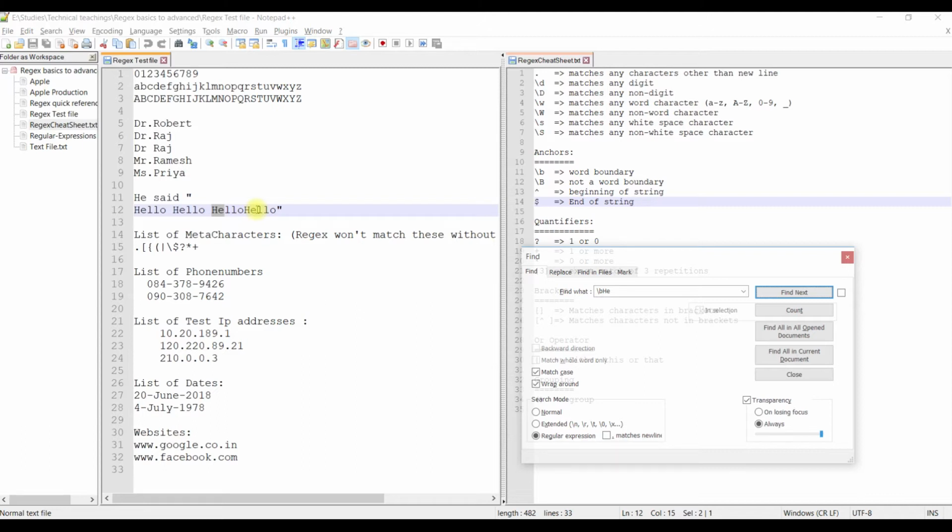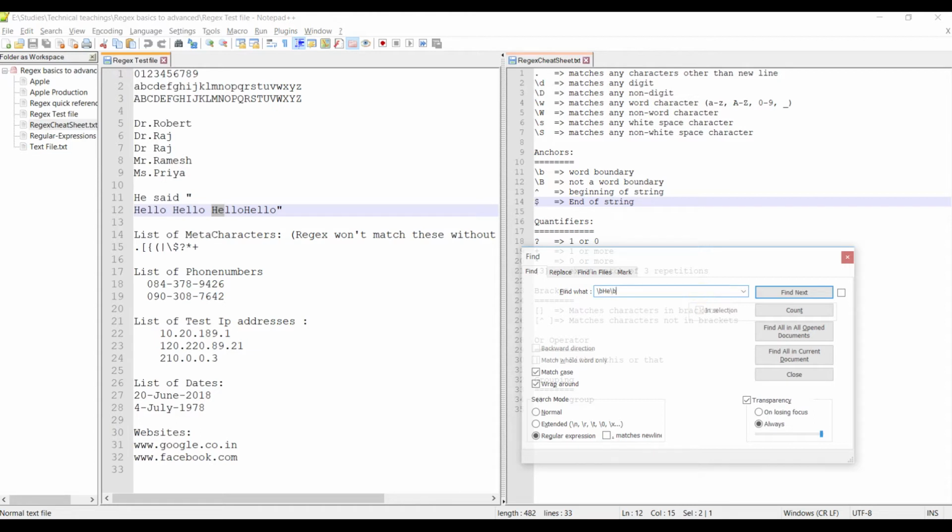because here it is not the boundary. It is the middle of the word. You got the point, right? This one is at the start, so you can consider the starting point as a boundary. And this one is not a starting point, it's actually the middle of a word. So that's why it's not getting matched. So this is how this word boundary actually works.